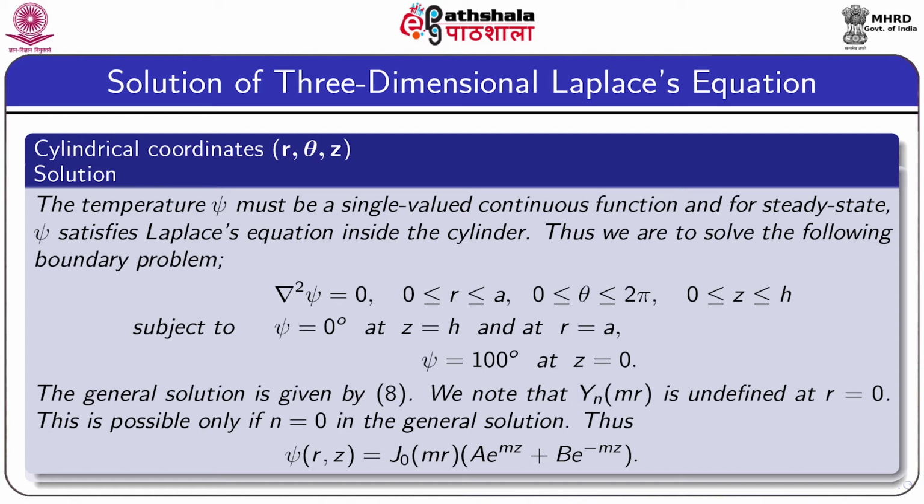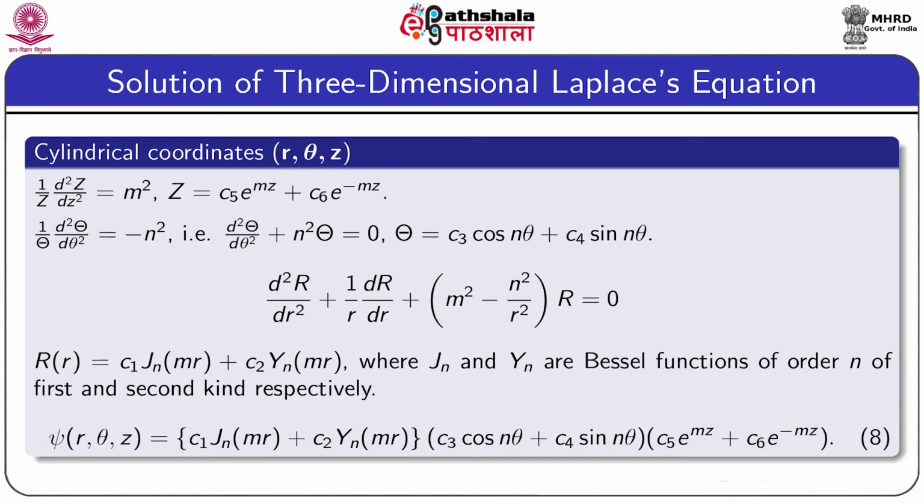So, from the boundary conditions, we can note that the solution cannot depend on the variable θ. So, it can be assumed that the solution is independent of θ. Also, it is to be noted that from the general solution, you can see that there is a term Y_n(mr), which is a Bessel function of order n and of the second kind, and this Bessel function has a singularity at r = 0. Since in this physical problem there is a point r = 0, Y_n is not defined at r = 0. Thus, we need to omit the term Y_n, and since the solution is independent of θ, we must take n = 0.